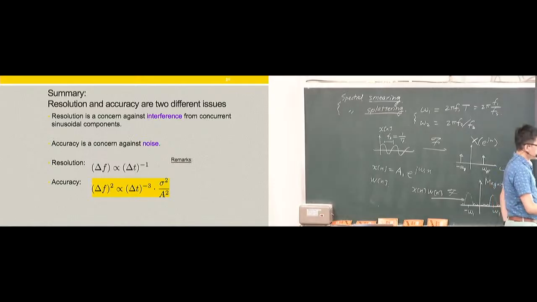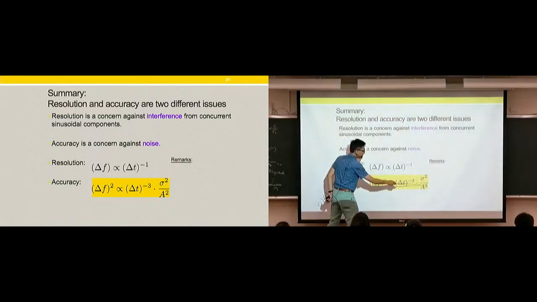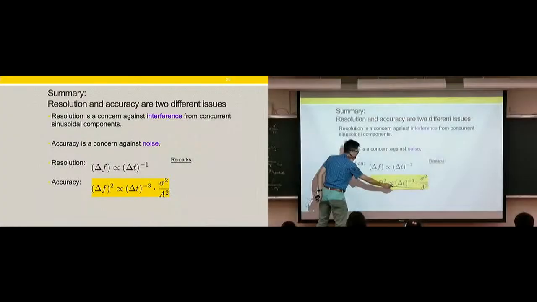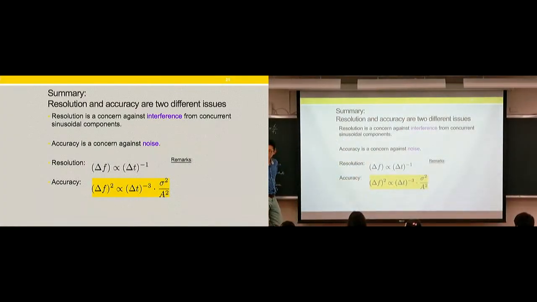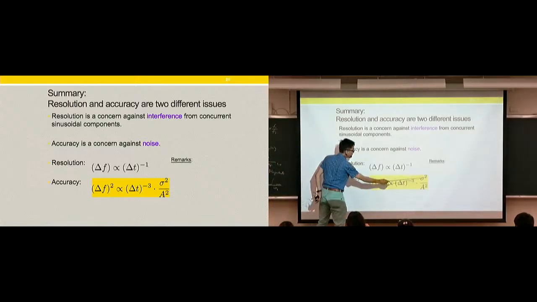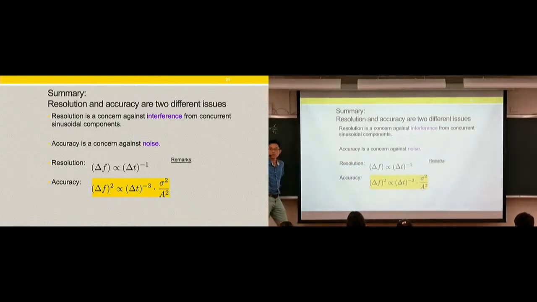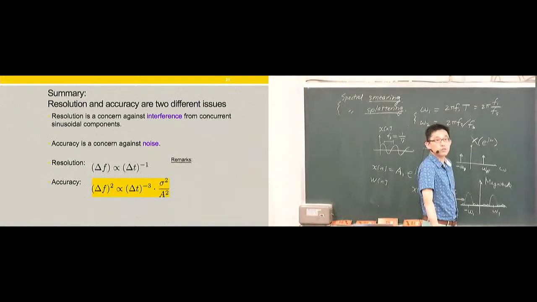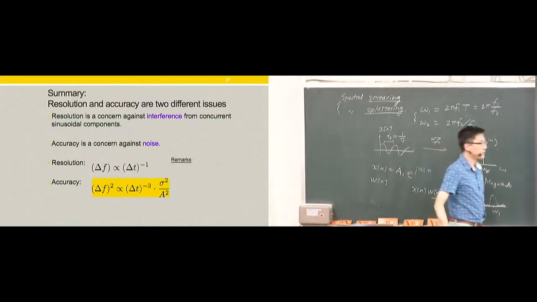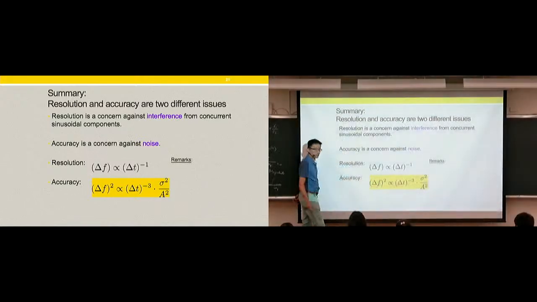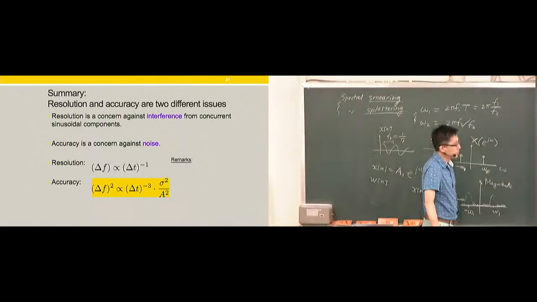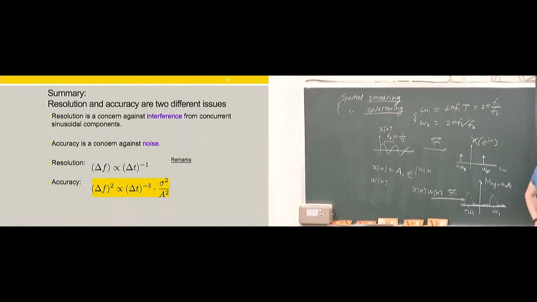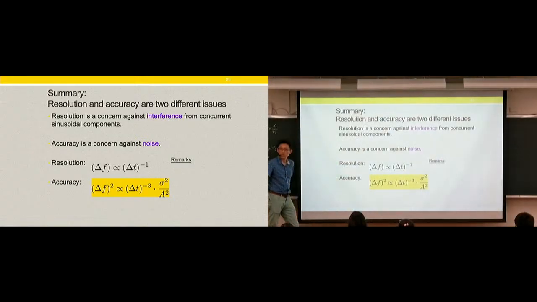For accuracy, whenever there's noise, let's say your noise is Gaussian white noise with variance sigma squared. And A is the amplitude of your signal in the time domain, A cosine omega t. So this term, sigma squared divided by A squared, is 1 divided by the signal-to-noise ratio. That's the noise power over the signal power. There's a factor of 2, not that important. So sigma squared divided by A squared is inversely proportional to the signal-to-noise ratio.